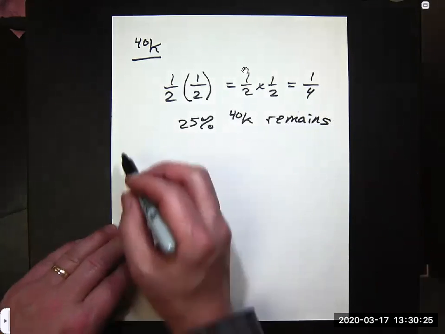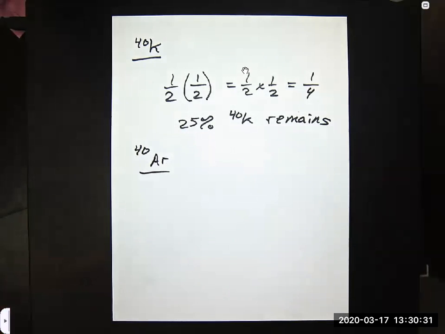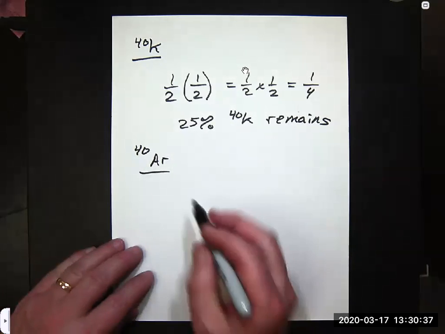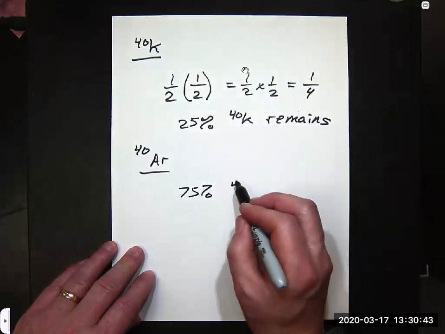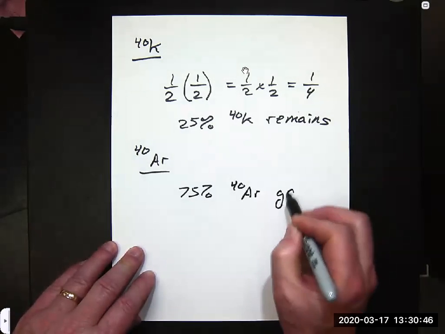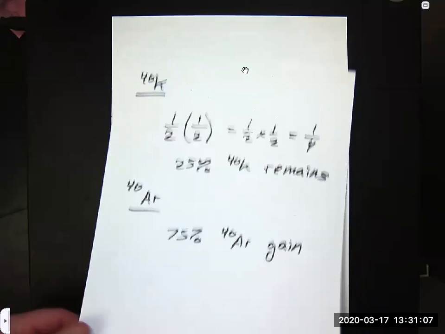Okay. Well, right away, if the growth of the daughter depends on the loss of the parent, if only 25% of the potassium remains, 75% has been lost. So it must be 75% of the sample has been gained in the form of argon. So that's our first example. That's how much is built up. The sample has 25% of potassium remaining, but the gain in the argon has been 75%. So it's as if the sample is transforming right before our very eyes.